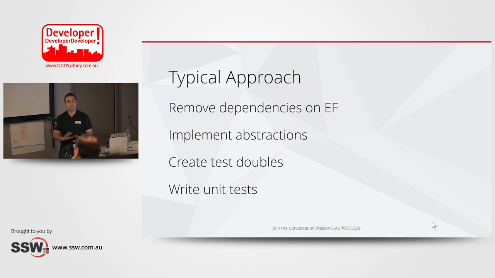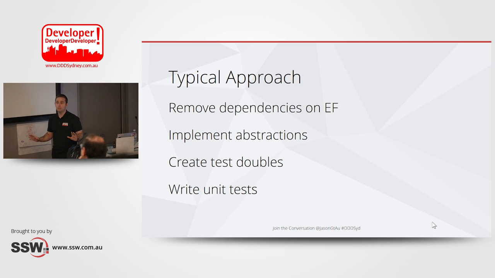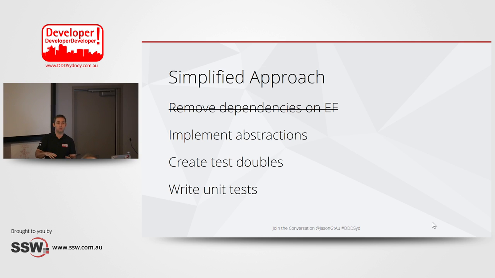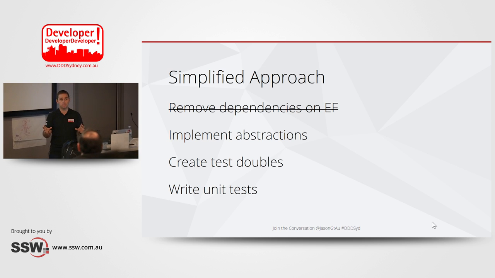We're not going to remove any dependencies on Entity Framework. In fact, we're going to use Entity Framework directly in our controllers or in our queries or in our commands, depending on what architecture we're following. So the DB context, the class that's responsible for all interactions with the database, we'll use that directly. We're not going to need to implement any abstractions because we're using the DB context, we have nothing to abstract. And we therefore won't need to create test doubles because we're not implementing those abstractions.